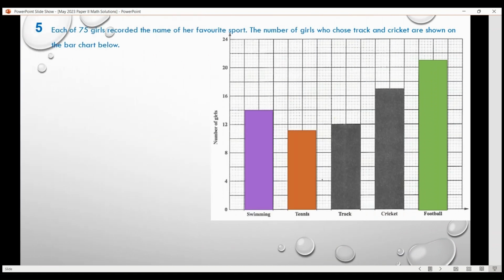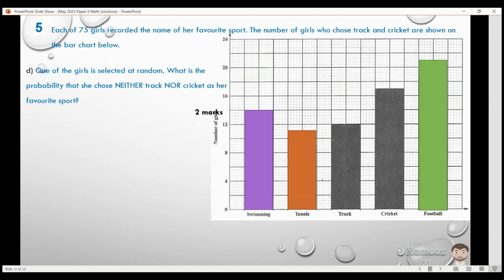Let's go on to the next part of number 5, where in part D, one of the girls is selected at random.